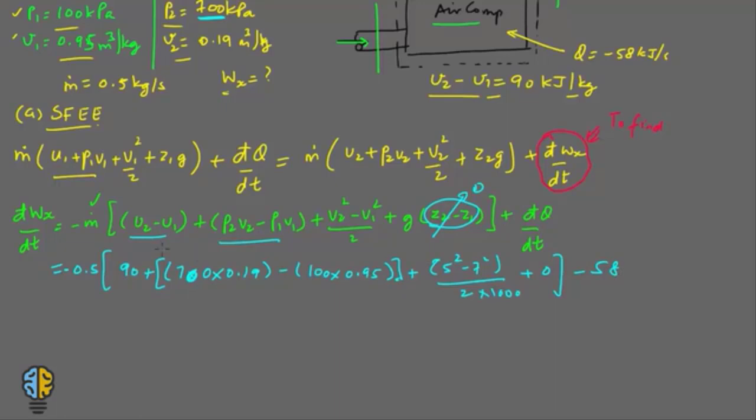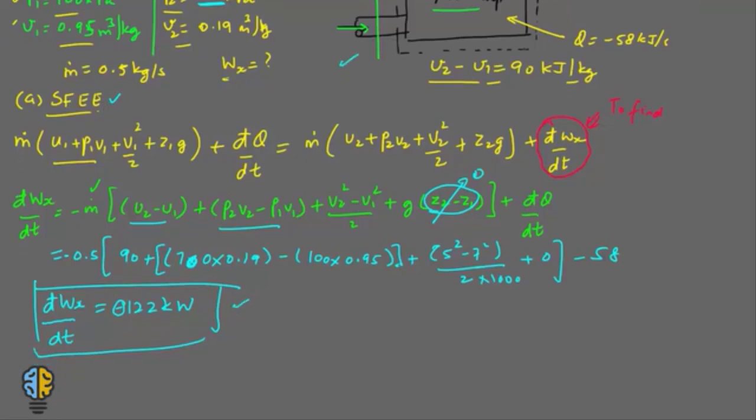Now it becomes a simple case of calculation. So dWx by dt becomes equal to minus 122 kilowatts. So the rate of work input, because it's a negative quantity and we're using a compressor, and a compressor is an energy consuming device, has to be a negative value. If you're not getting a negative value, there is something wrong that you're doing. Okay, so we apply the steady flow energy equation onto an air compressor, and we find out the rate of work input as 122 kilowatts.